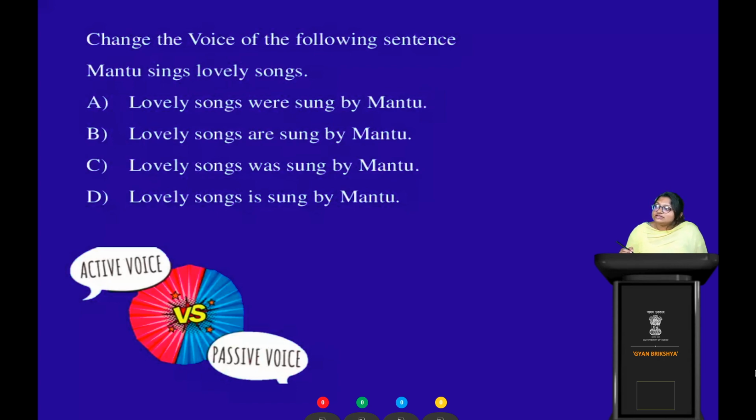So Mantu sings lovely songs. We have four options A, B, C, and D. Now pick up the correct and appropriate passive voice from the given options. Clear? Okay, so your time starts now. Look at the active voice sentence, Mantu sings lovely songs, and look at all the options given to you. Then give me your correct responses. Okay, now go ahead.